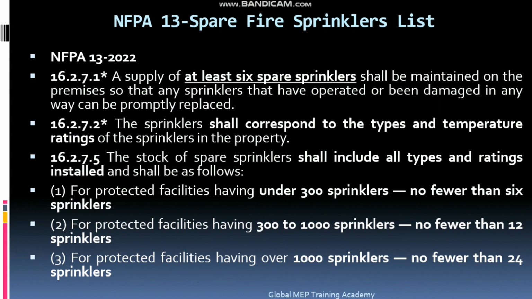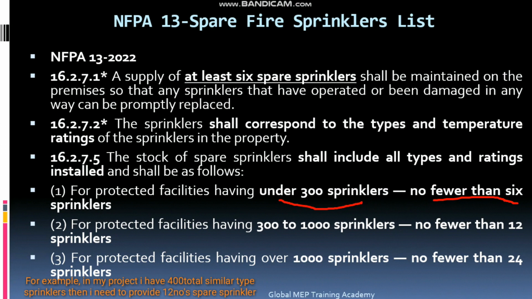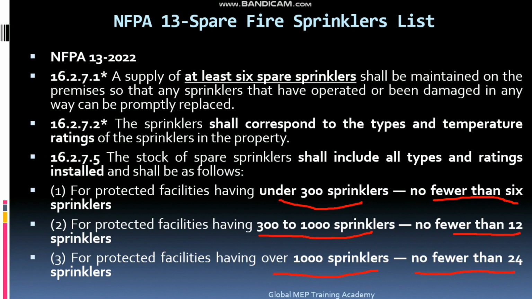So in your project, if you have under 300 sprinklers, then you have to provide a minimum of 6 sprinklers. Okay, 6 sprinklers. For example, for 300 to 1000 sprinklers, you have to provide no fewer than 12 sprinklers as spares. And for over 1000 sprinklers in the project, you need to have no fewer than 24 sprinklers.